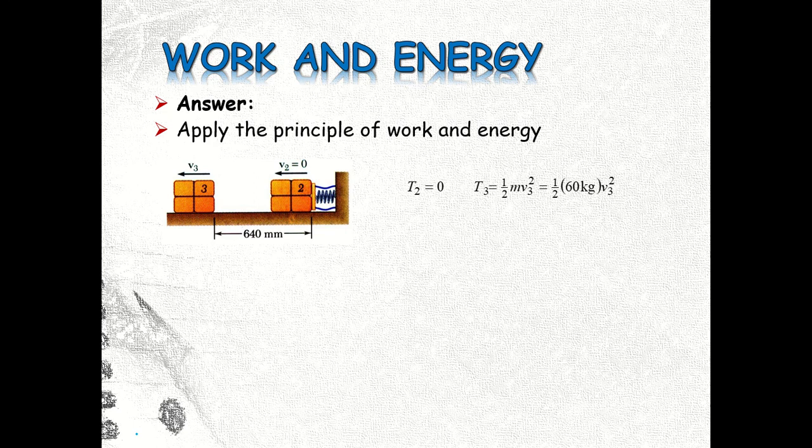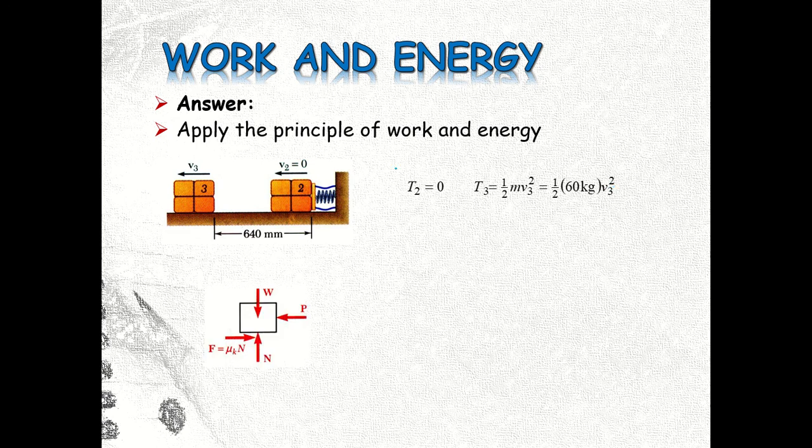Okay, so from this illustration, we have T2. We know that at this position of the package, T2 is equal to 0 because the velocity here is equal to 0. Now T3 would be 1 half times m times v sub 3 squared, which is equal to 1 half times 60, because the weight of this package is 60, times v sub 3 squared.